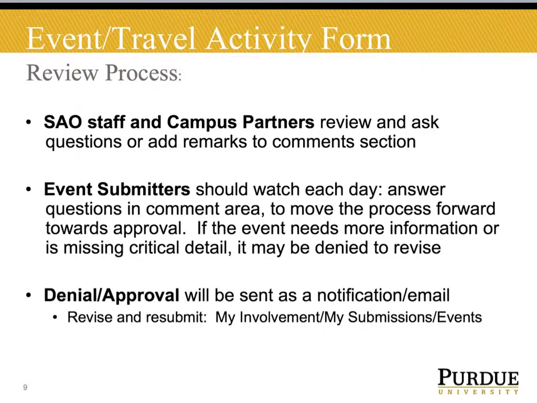If the event needs more information or is missing something critical, it may be returned to the submitter through a denial. This denial will make a note on what you need to do before you resubmit. The final denial or approval of an event will be sent as a notification via email. You always have the option to revise and resubmit if your event is denied. Please make sure before you revise or resubmit a denied event that you have understood or asked any questions in order to improve the information so that you can work forward towards making your event a reality.